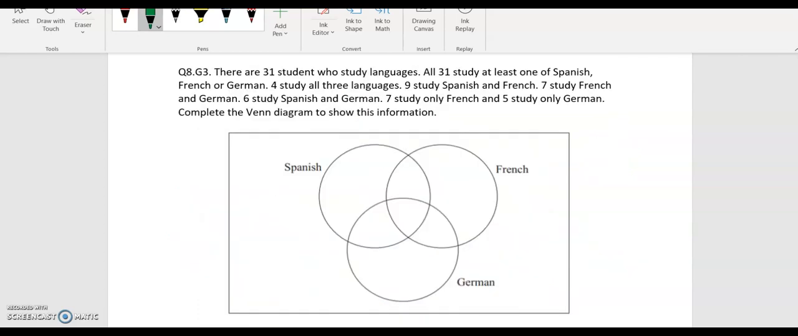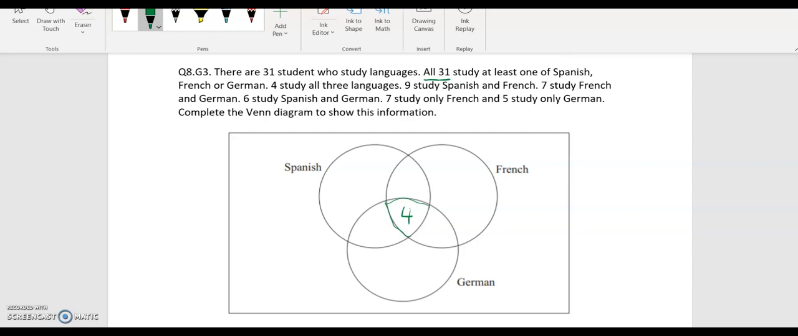Question number 8. There are 31 students who study languages. All 31 study at least one of Spanish, French or German. So all of these will be within the circles. No numbers outside of the circles, since all of the 31 study at least one of the languages. 4 study all 3 languages. So this is the area that is overlapping for all 3 of them. So we'll put 4 in there.